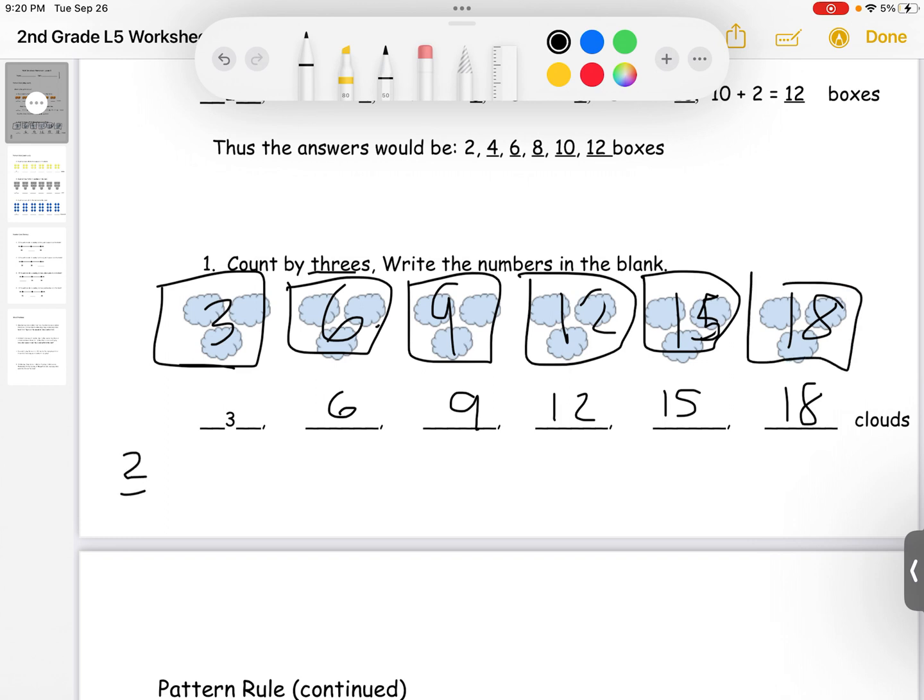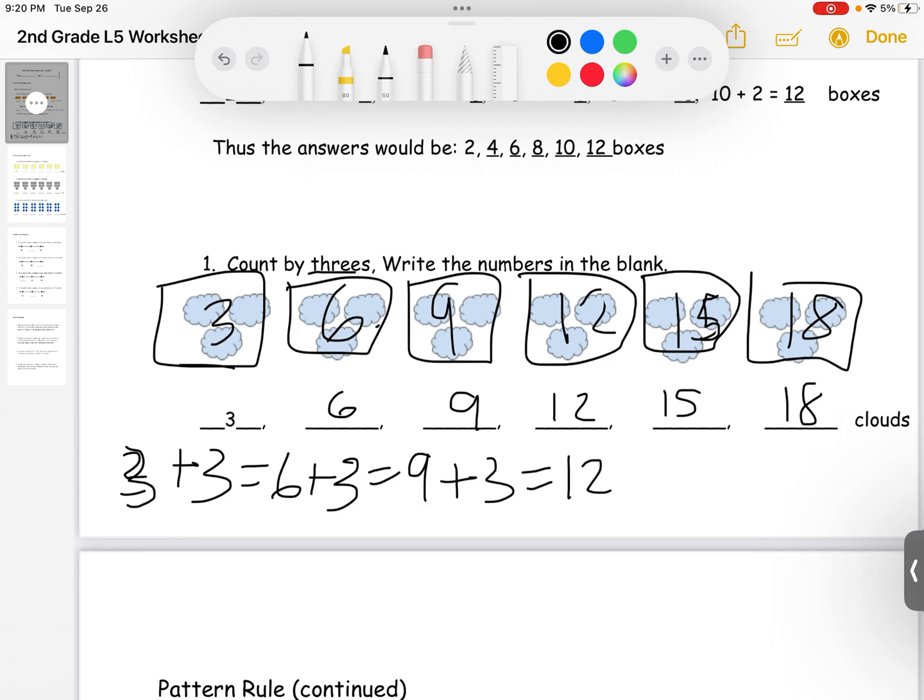So it'll be 3 plus 3 equals 6, and 6 plus 3 equals 9, and 9 plus 3 equals 12, and 12 plus 3 equals 15, and 15 plus 3 equals 18 clouds.